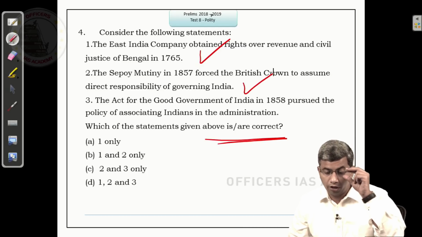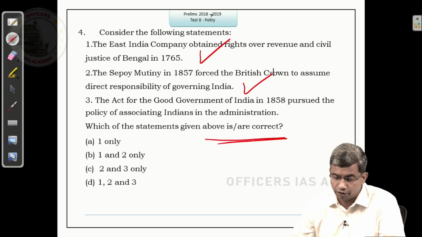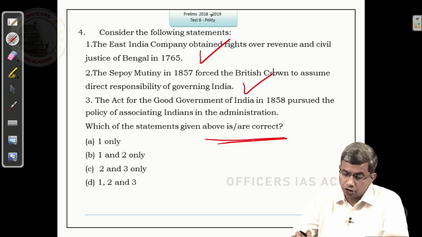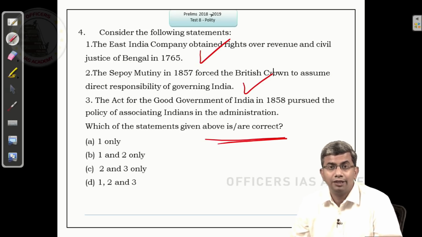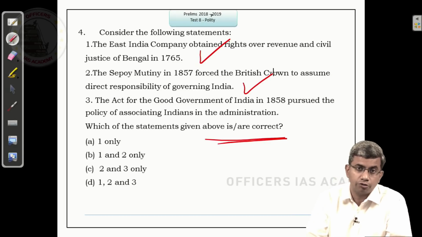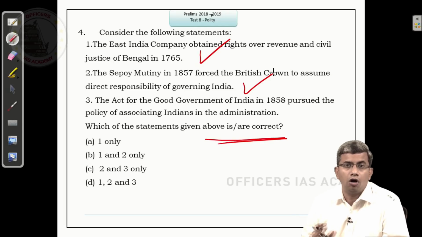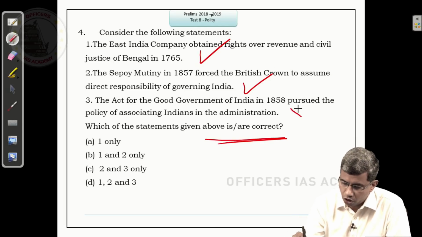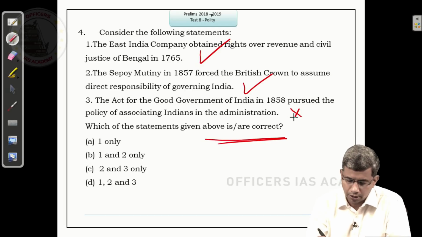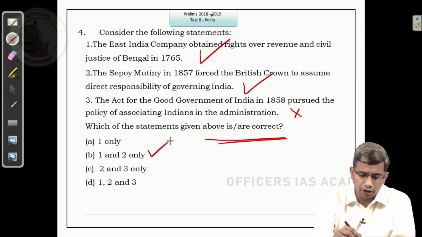The Act for Good Government of India, or Government of India Act 1858, pursued the policy of associating Indians in the administration. So we saw even in the previous question, there was no Indian representation. The entire Governor General in Council, all the 15 members were official members, all of them whites. So the third statement is wrong. So the correct answer is B, 1 and 2 only.